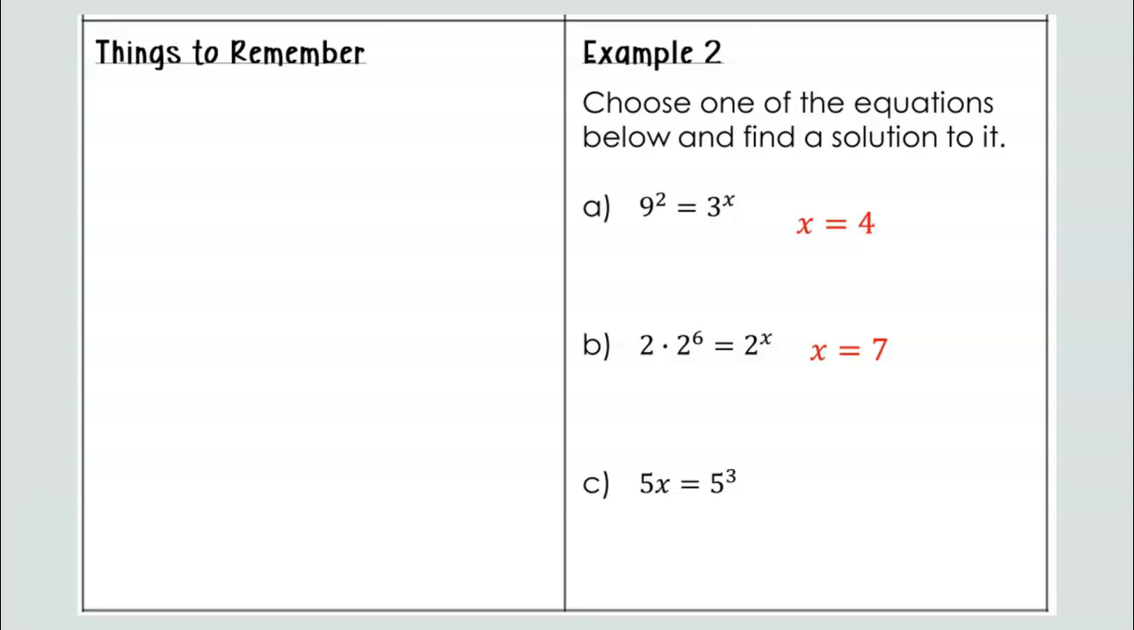5 to the x equals 5 to the 3rd power. Well, 5 to the 3rd power is 5 times 5 times 5. That's 125. Well, 5 times 25 gives you also 125.